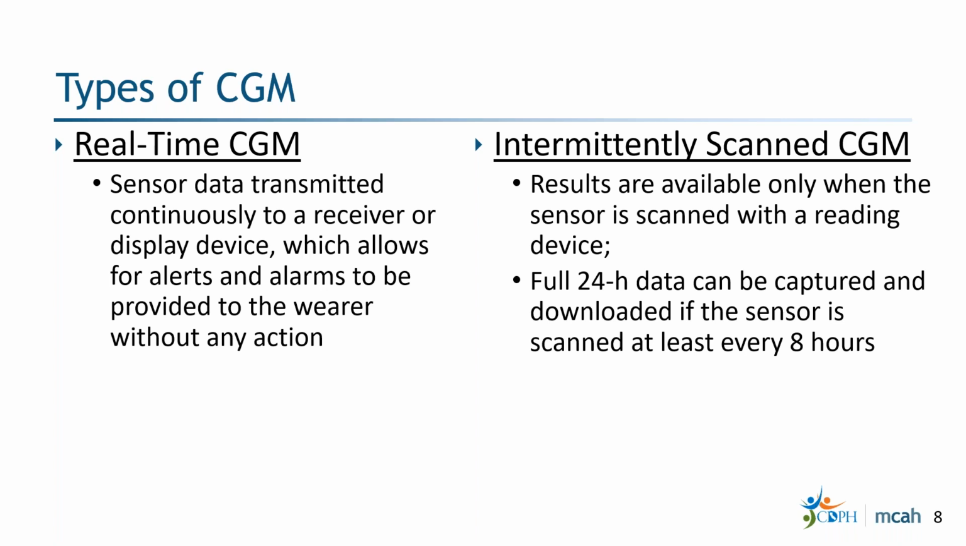Intermittently scanned CGM is a little bit different because the information is only available when a person scans. A person can scan as often as they want, but they do need to scan to see that glucose level. One of the things to know about the current devices is that the sensor essentially holds 8 hours of information. And if it's not scanned in those 8 hours, that information will not be able to be downloaded. So it is an important counseling point for patients to be scanning at least every 8 hours. Otherwise, when we try to look at their information, we will not be able to see it.